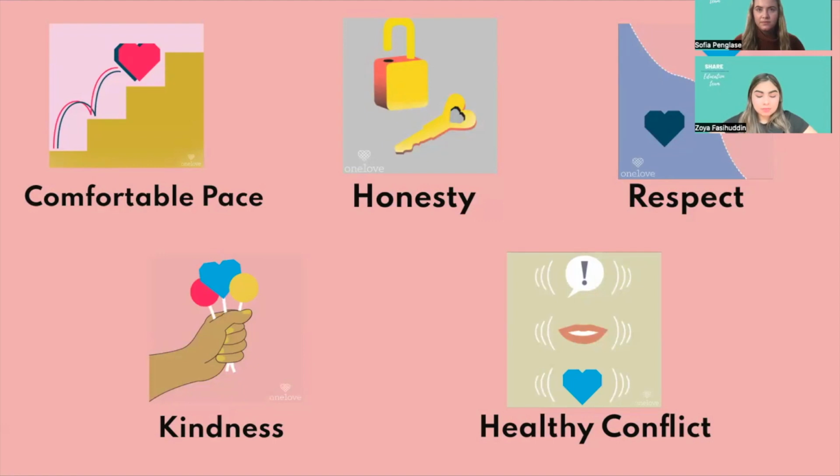Secondly, honesty. Examples of healthy honesty in a relationship include knowing that you can be truthful and candid without fearing how your partner will respond, and talking about uncomfortable topics without fear or judgment.